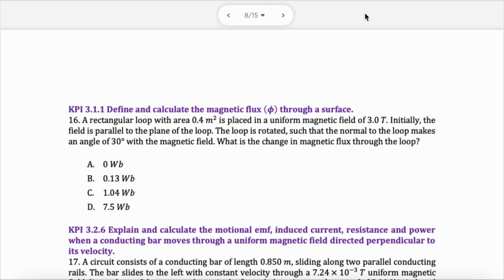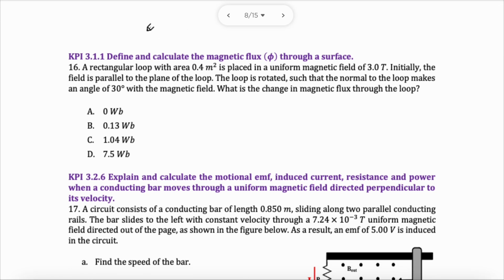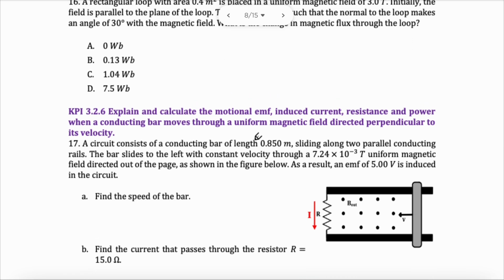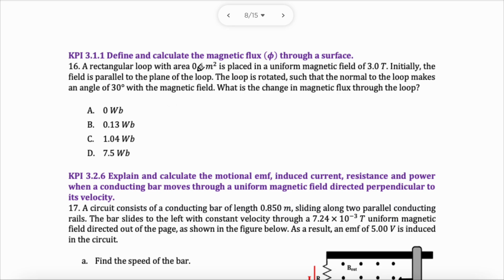This is grade 12 advanced practice questions. We're continuing on and we're going through this back to the flux stuff again and induced EMF. So over here we have an area and we have a field, and it's initially parallel to the plane of the loop. That's fine. What's happening is it's rotated, so the normal makes an angle. So that means now we have an angle.